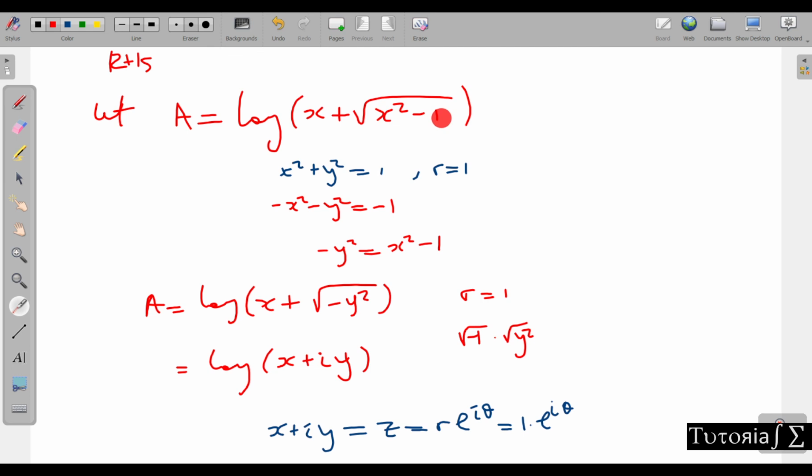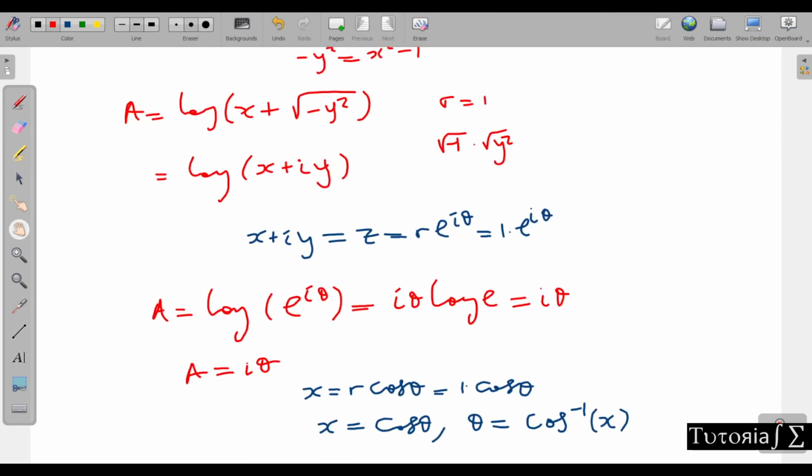If here there was a 2, we would have used the same procedure, meaning that our radius would be root of 2. If this was 4, then our radius would be 4. Okay? Then we simplified it to this.